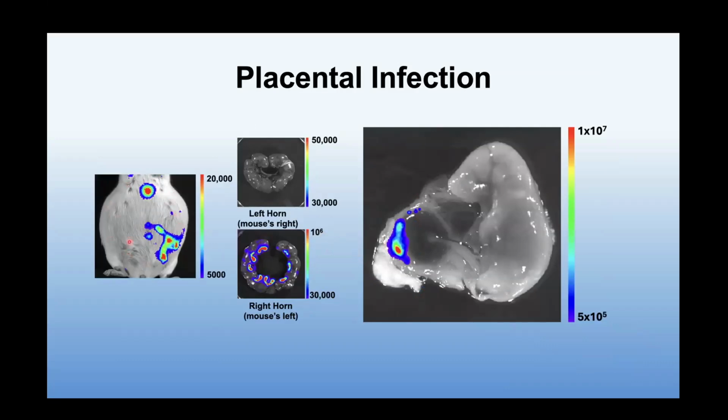Here's a big old pregnant mouse showing the placental infection here. We took this mouse and excised the left uterine, or the mouse's right uterine horn. So that's this one. You see no signal. And then from this other side, you see all these infected placentas here. And this is the system we use to study the immune response of the placenta.